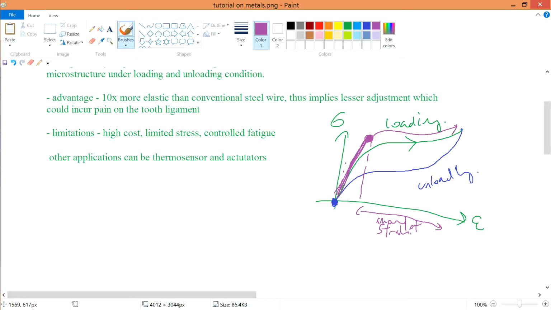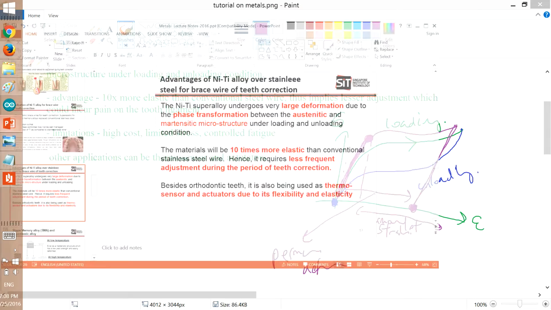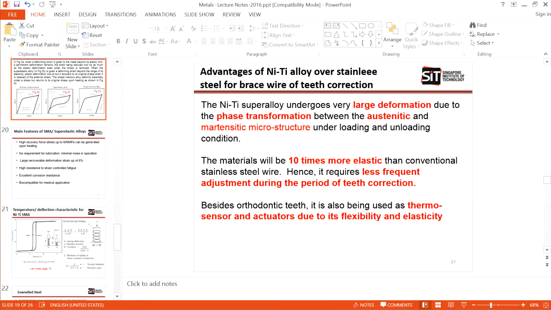And then over here, you unload. Once unloaded, it will not go back to its original shape. This is the original shape. This is the deformed one. And then over here, you can also write permanently deformed. And you can also just draw straight away from these two graphs.